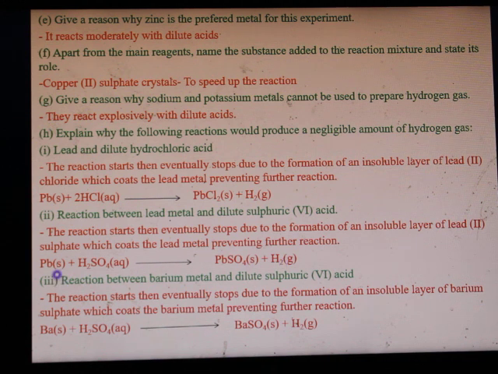And another question is that you are also supposed to explain why the following reactions will produce a negligible amount of hydrogen gas. That is the reaction between barium metal and dilute sulfuric 6 acid. You say that the reaction starts, then eventually stops due to formation of an insoluble layer of barium sulfate, which coats the barium metal, preventing further reaction. And the equation for the reaction is barium solid reacting with sulfuric 6 acid, that is H2SO4, to form barium sulfate solid, since it is insoluble, and hydrogen gas.